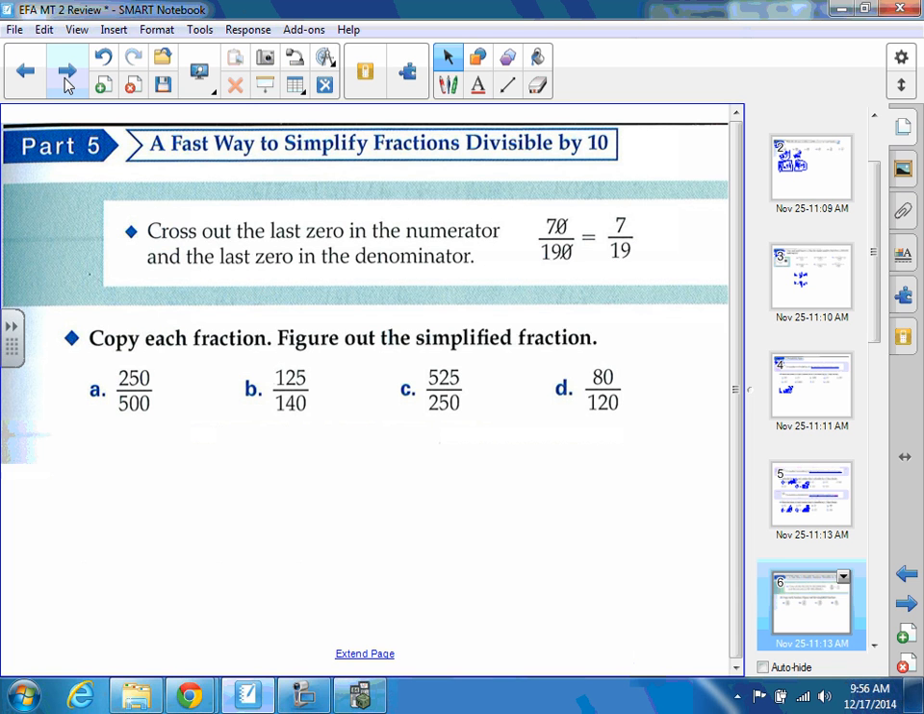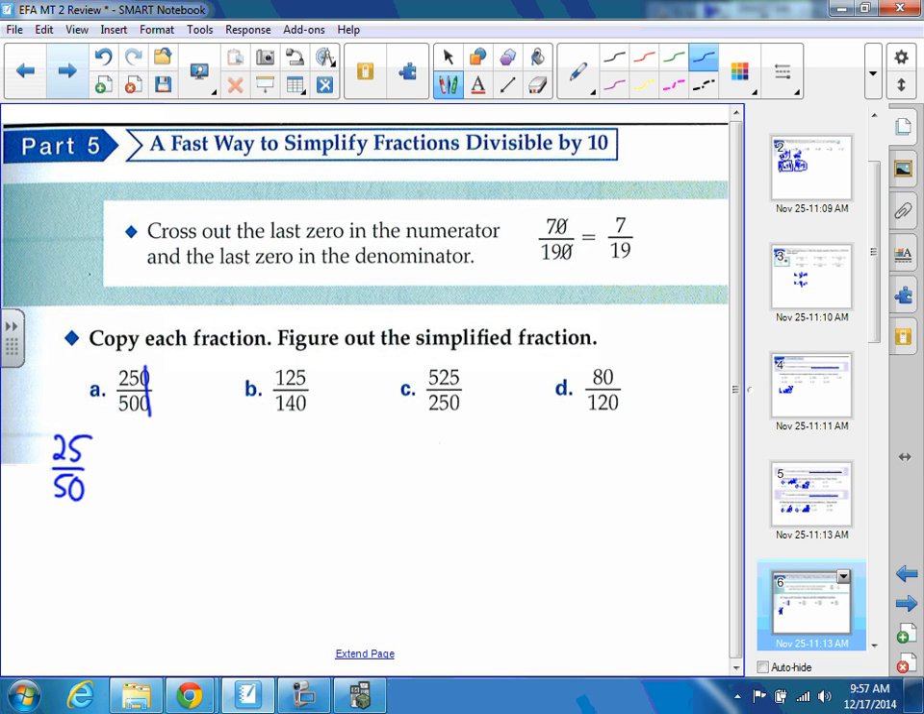Okay, the next thing we're going to look at here is, again, the fast way to divide by 10, or to see if a fraction can be simplified by dividing by 10. Remember, if both the numerator and denominator end in 0, you can just cross out the 0. So 250 and 500, they both end in 0. I just crossed out the zeros. That gives me 25 over 50.